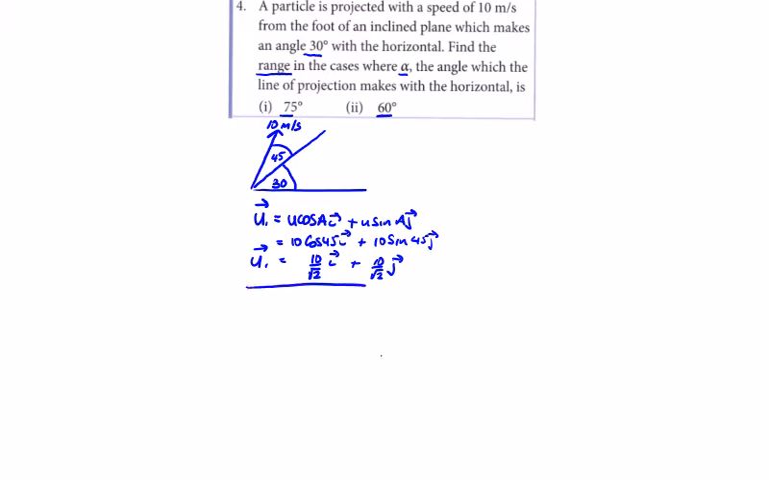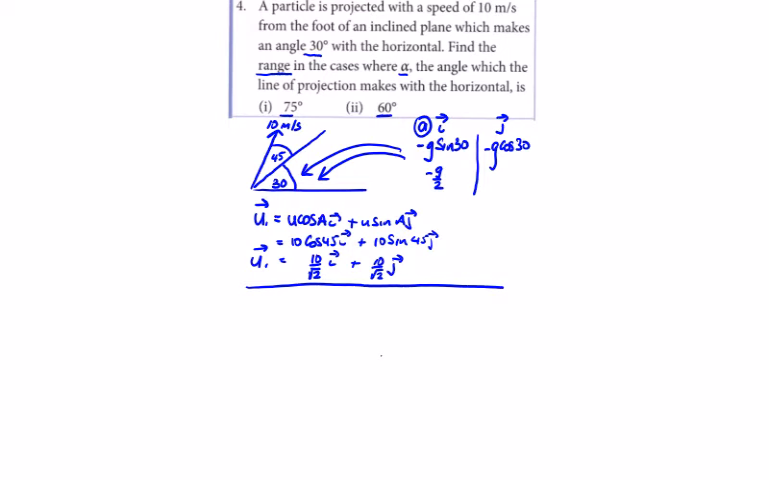So that's my initial velocity, now my accelerations. In the i direction, it's going to be minus g times the sine of whatever angle is in here, sine 30, and for j, minus g times the cos of whatever angle is in here. So sine of 30 is a half, so minus g over 2. Cos of 30 is root 3 over 2, so minus root 3 over 2 g.